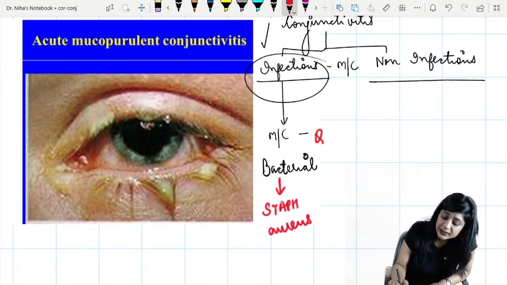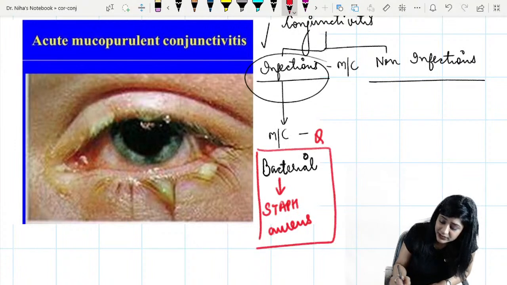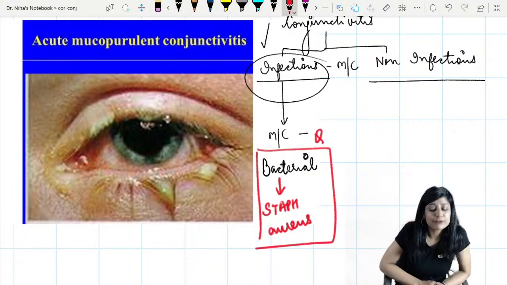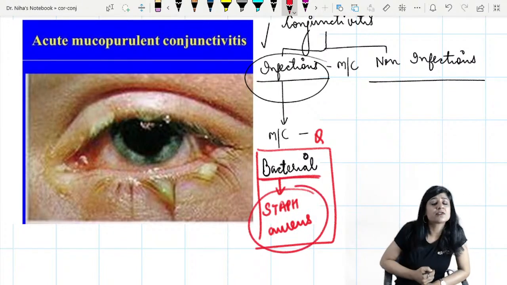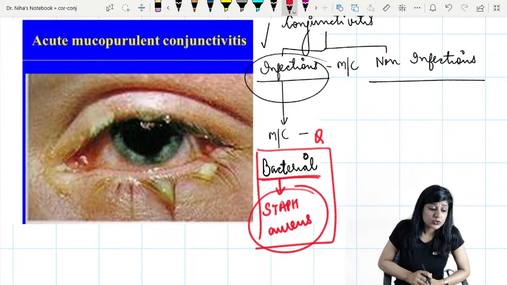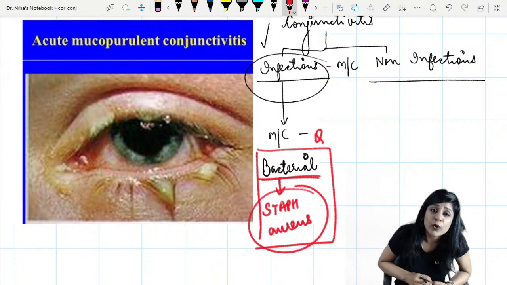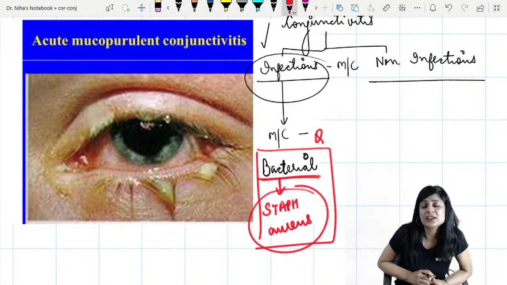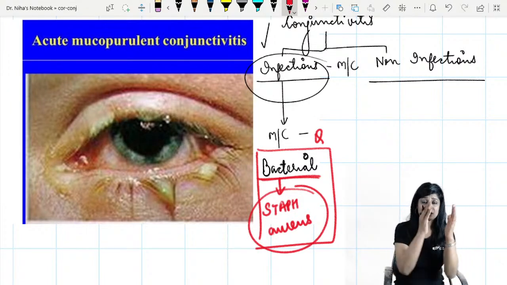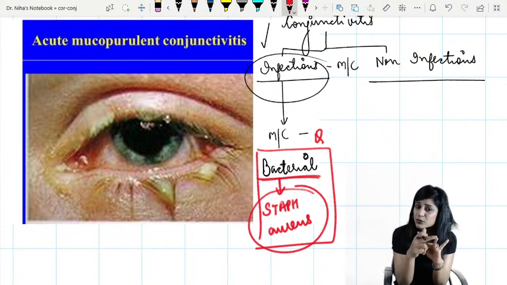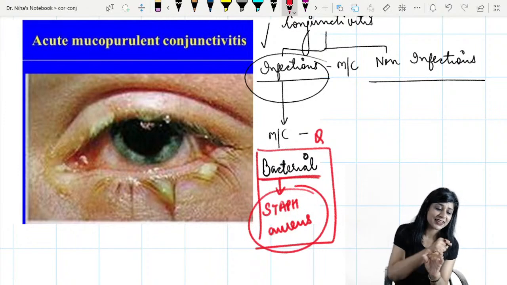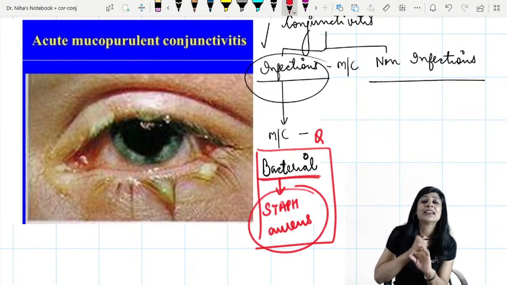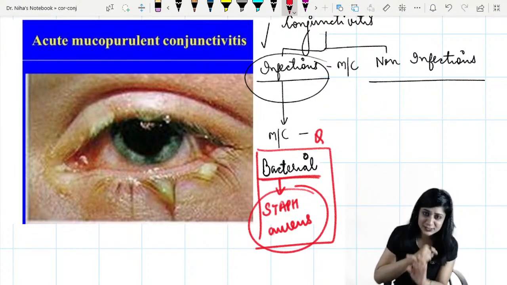So actually it is the bacterial conjunctivitis which is most common in the infections, and amongst the bacteria it is actually the Staph aureus which is most common. So in the final you can say that infectious is most common, in infection bacterial is most common. The hero of bacteria is actually the Staph aureus.